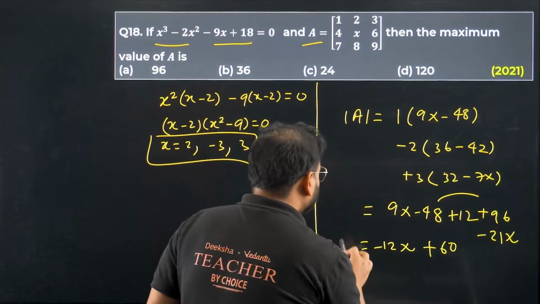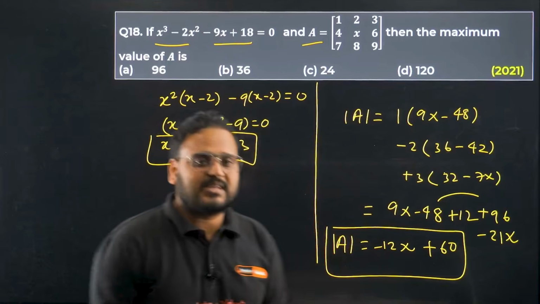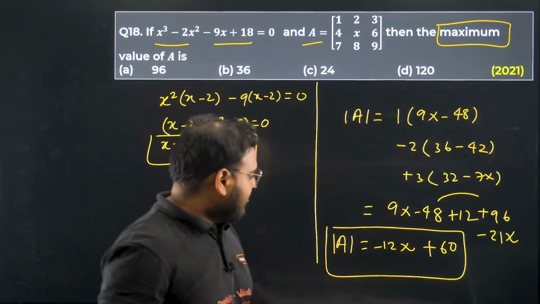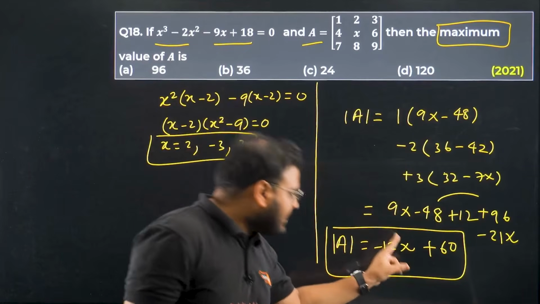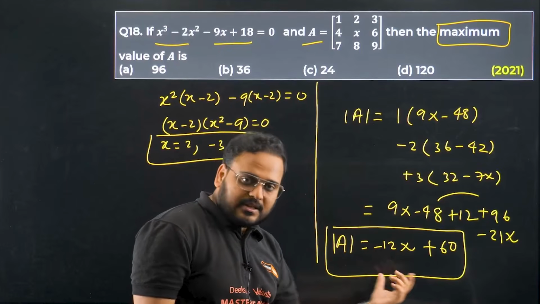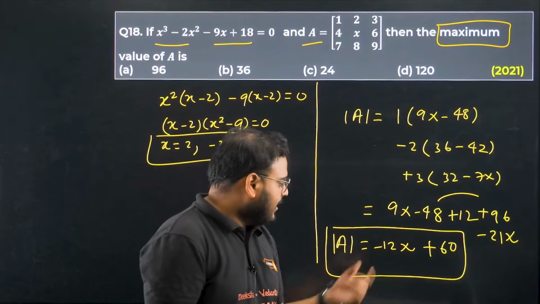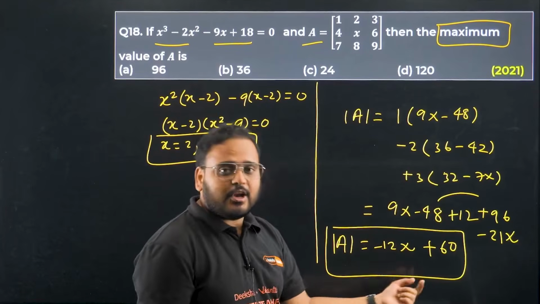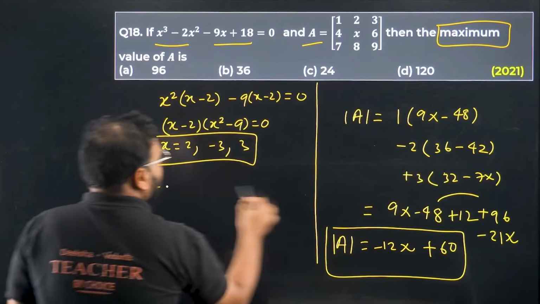That's my determinant value, determinant of A: minus 12x plus 60. I want to find the maximum value. We have a minus sign in the x term. It means that when x is positive, the whole thing will become negative, then the whole value will become less. But when x is negative, the minus sign with the negative value of x makes a positive term. Hence you'll have a greater value.